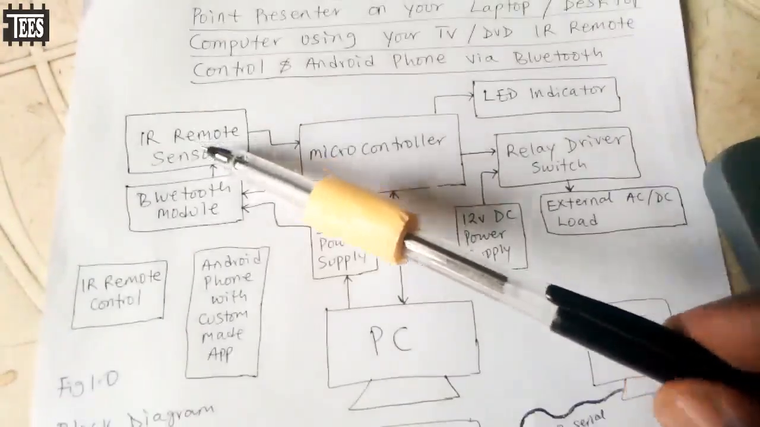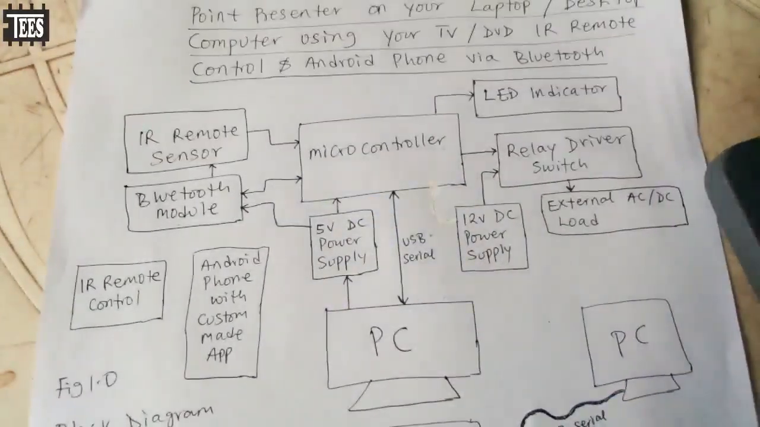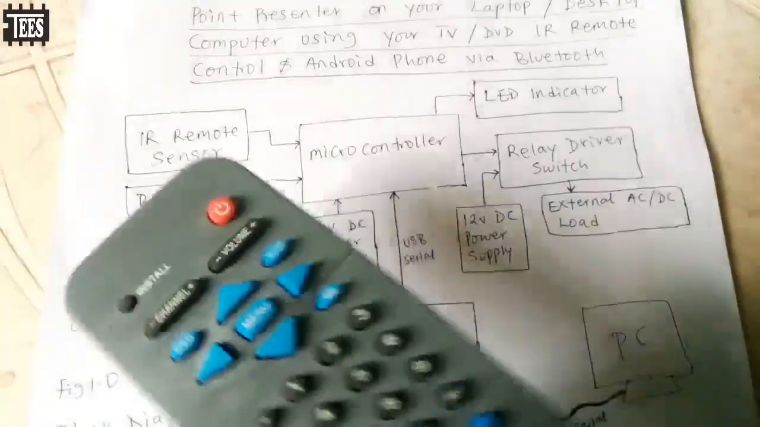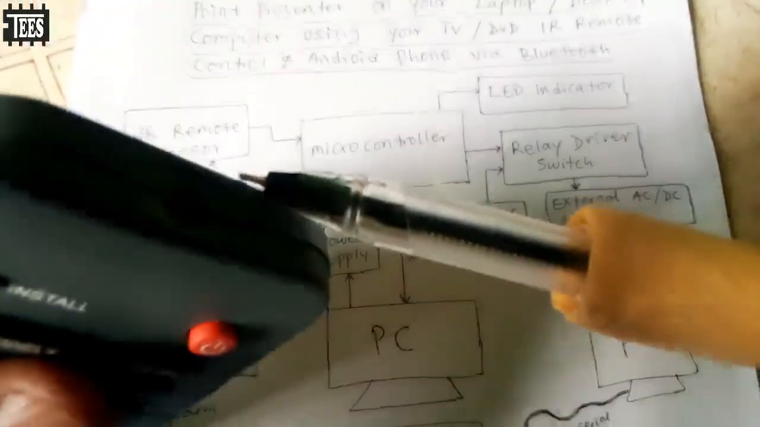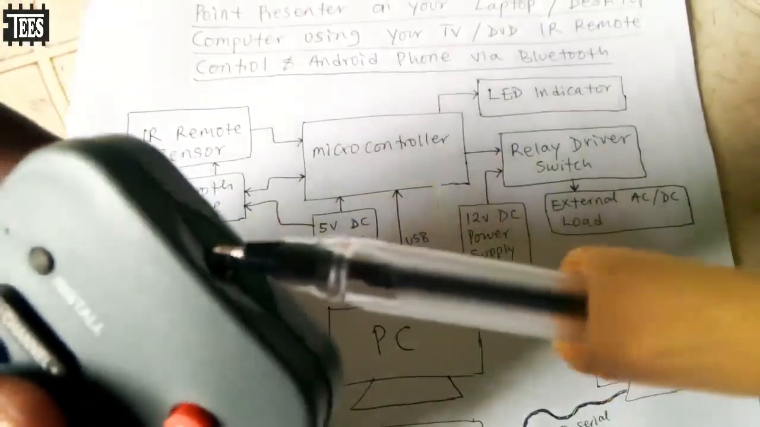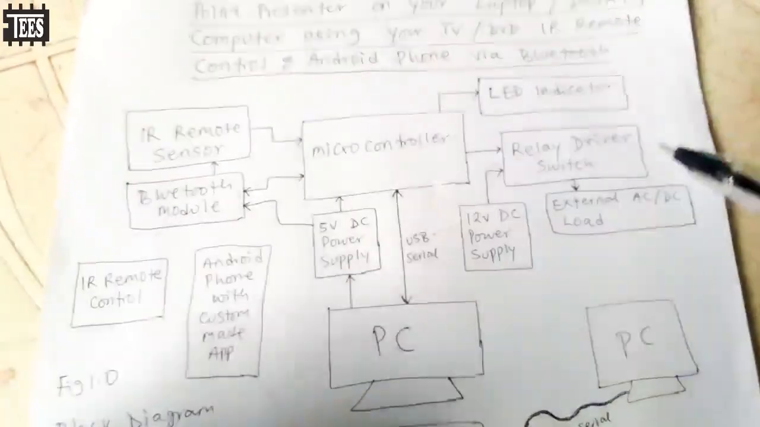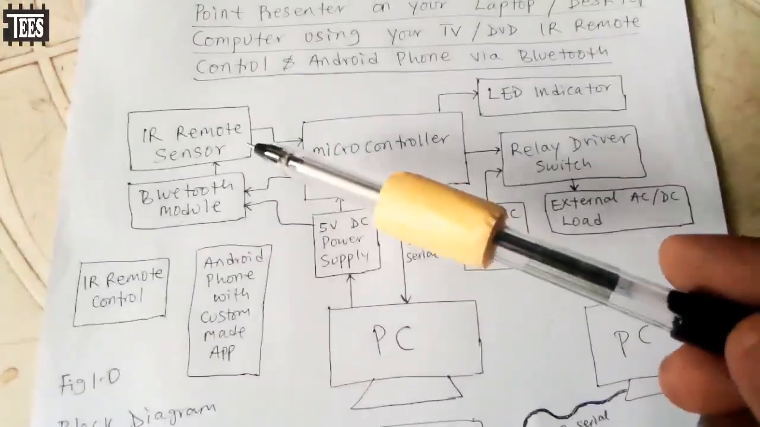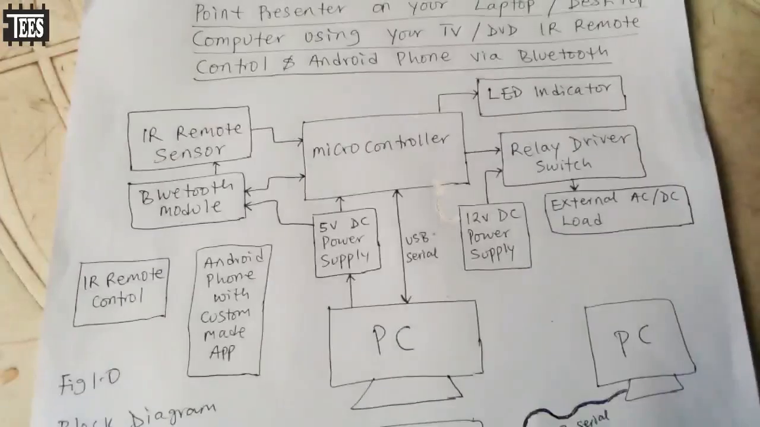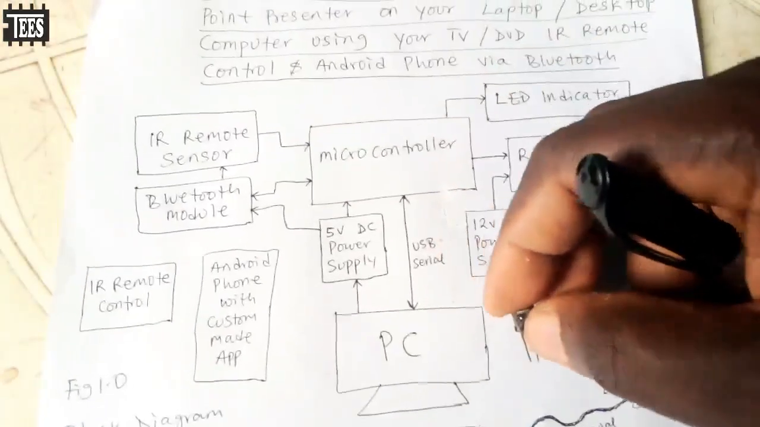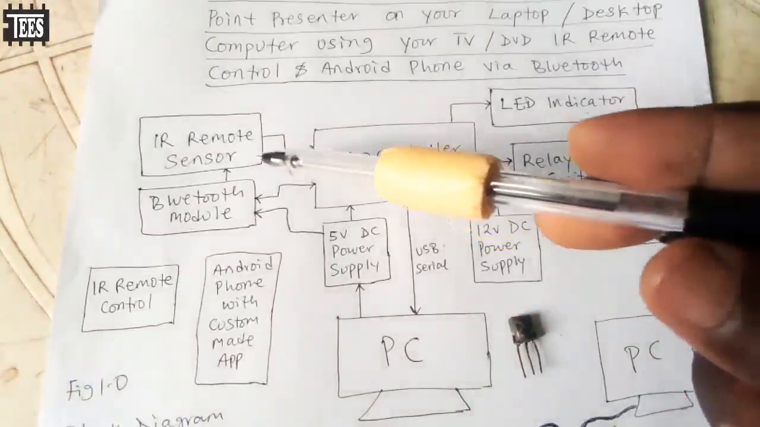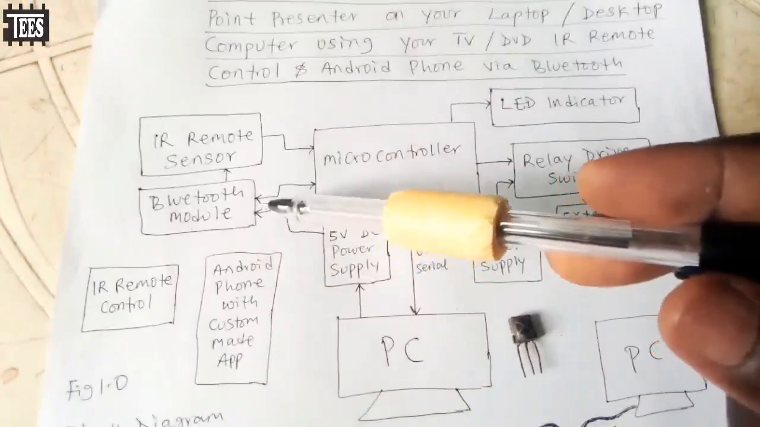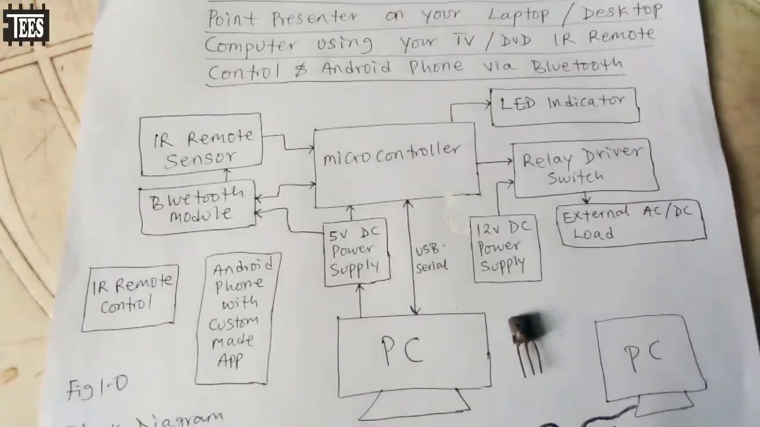So this is the block diagram that I have here. You have the infrared remote sensor. The sensor is what receives; when you press any button, you see this infrared LED will emit some radiation. So this sensor is going to pick it up. Here, let me show you the sensor I'm talking about. This is it. This is the infrared remote sensor. Then we have the Bluetooth module.